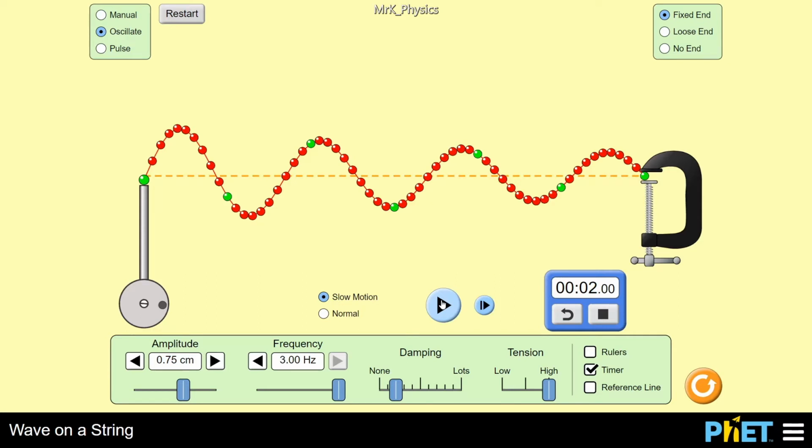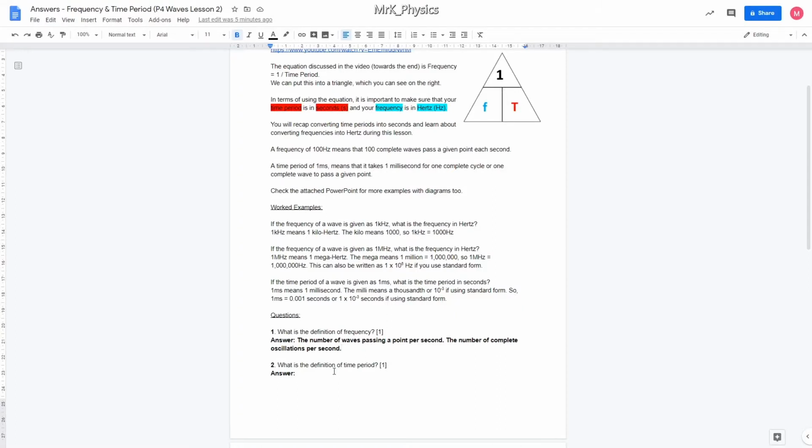So we just go back to our worksheet here, and for time period we can put the time taken for one wave, we could say one complete wave to pass a point, or a particular point, or again you could say the time taken for one complete oscillation.